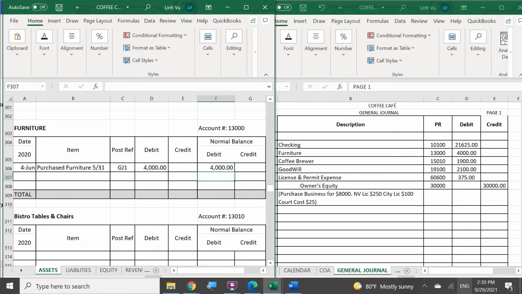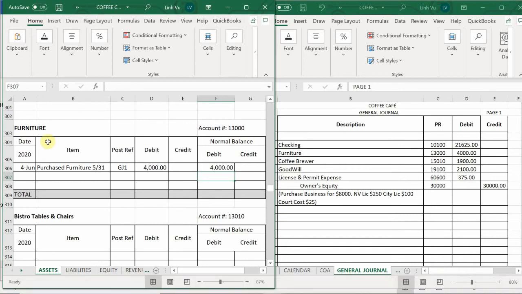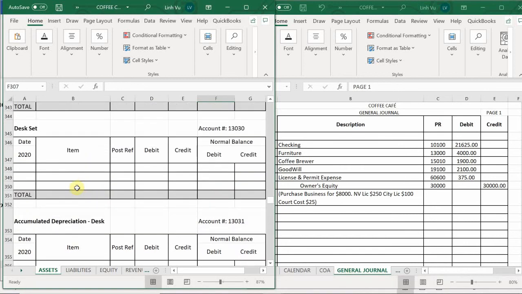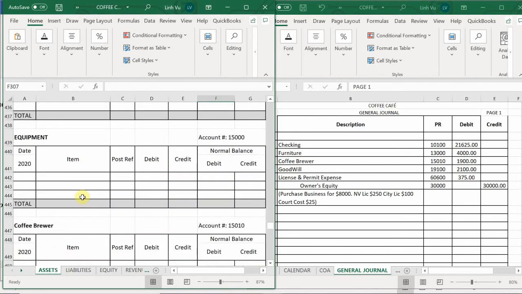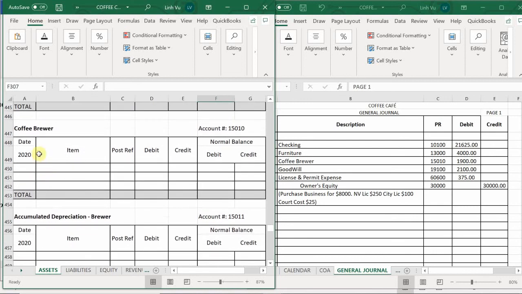You continued with the rest of the assets too. So what's the next one that we have to do? We have the coffee brewer. So we have to scroll down and locate my coffee brewer, which is going to be under equipment. Here it is, coffee brewer. What was the date of this transaction? June 4th. And the same, I could say purchase. I purchased this coffee brewer.